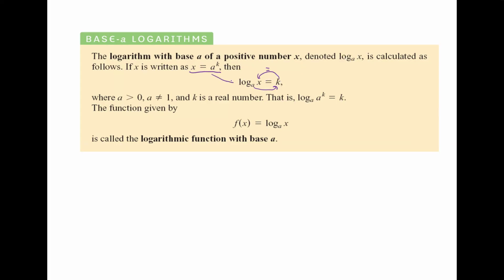So we can go either direction. If we start with this, we can end up with this, or if we start here, we can go back up to the exponent. Now here, a has to be greater than 0, and it cannot equal 1. And k is going to be any real number. And then our x has to be a positive number. So that's what we have using just a log function with base a, so we can do any base as long as we fit within these constraints.